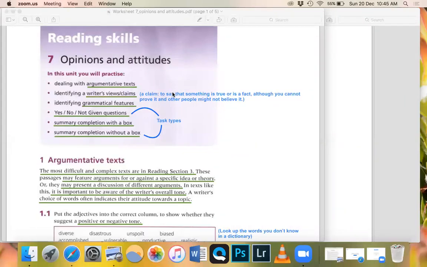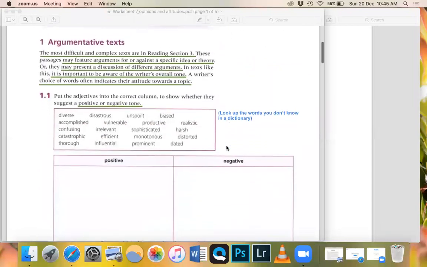So a claim is when we say that something is true or a fact, although you cannot prove it or other people might not believe it. So if I make a claim, I think it's true, I'm telling you it's a fact, but I might not actually be able to prove it to you. Okay, so it's like a fact that's not a real fact. We're also going to look at these two types of tasks: a summary completion task and yes, no, not given. So let's have a look at argumentative texts.